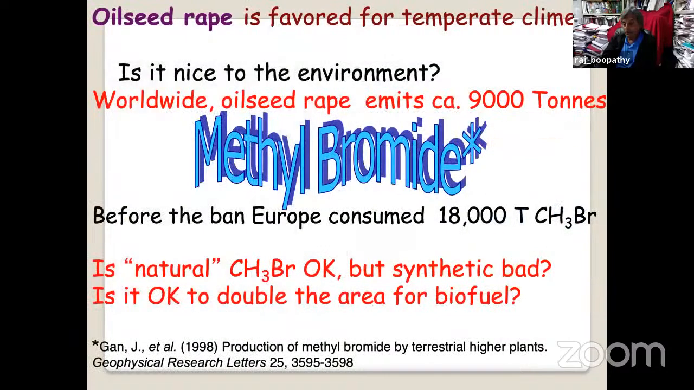So let's talk about biodiesel. Biodiesel nowadays is produced from jatropha and other oil seed. One of the problems is it produces methyl bromide. Methyl bromide is one of those bad things in the environment. The European Union banned that. You don't want to produce this. So this is one of the byproducts from oil seed, okay?